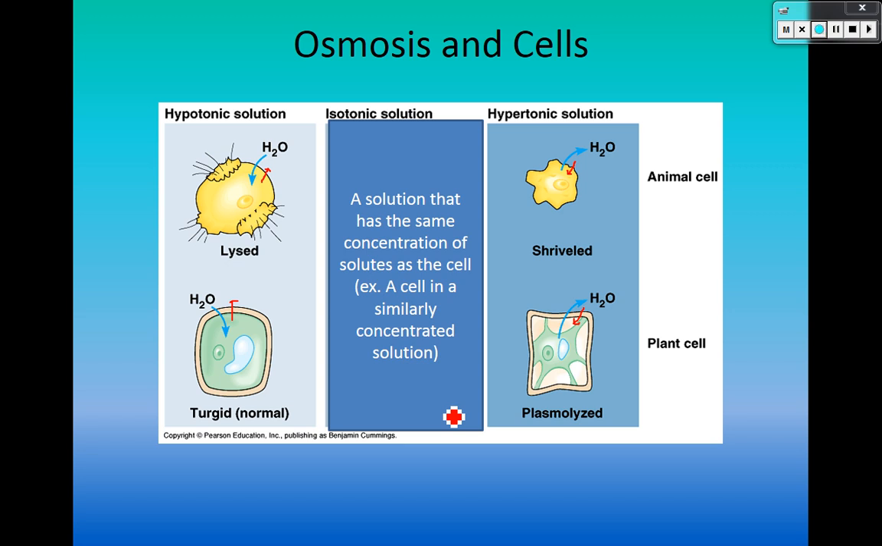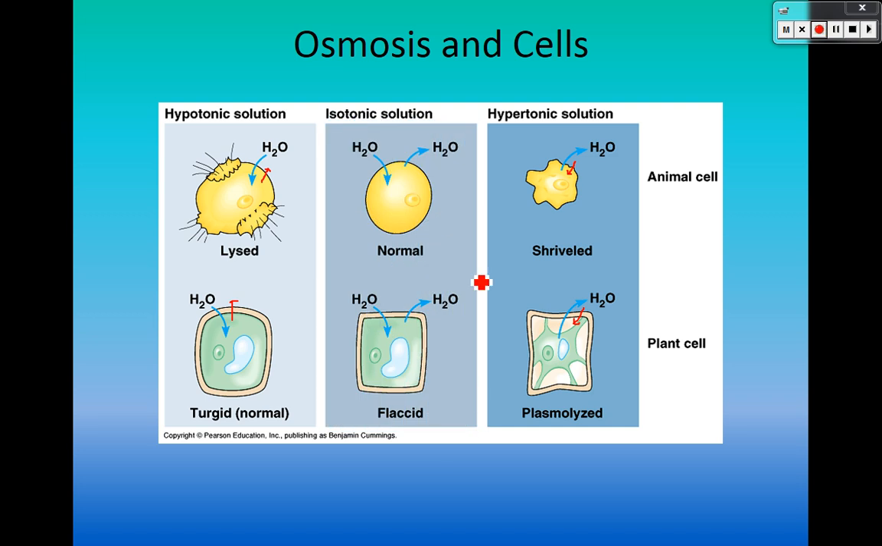So it's a solution that has the same concentrations of solutes as the cell. So a cell in a similarly concentrated solution. And in that case, now in this image, they do have arrows flowing both ways. Water is going to flow both ways, but in equal amounts. So that cell is going to stay the same volume as it was before. And that for animal cells is a normal cell. Now for plant cells, that's actually a flaccid cell.